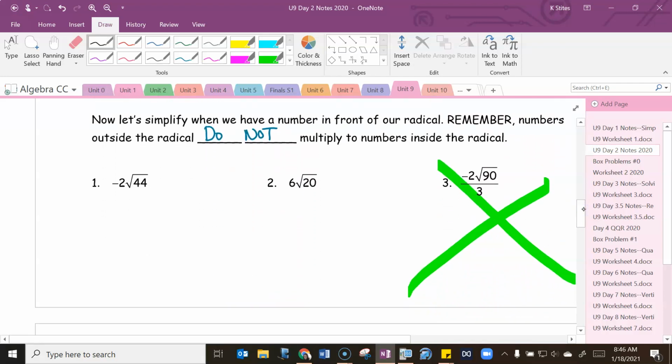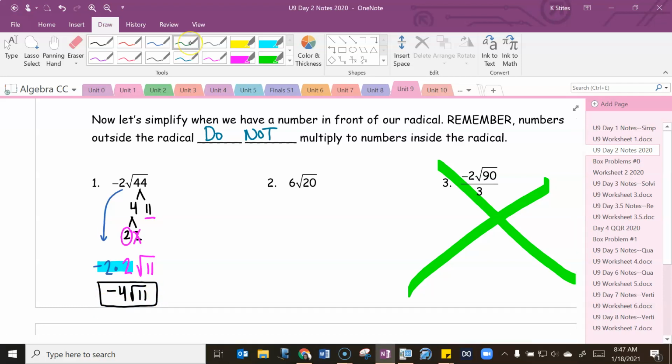All right, so now let's simplify when we have a number in front of our radical. This is something that we started yesterday. Remember, numbers outside the radical do not multiply to numbers inside the radical. So ignore that negative 2 for now, and we're just going to break down our 44, which I know is 4 times 11, and 4 is 2 times 2. I have a pair of 2's, so circle, cross out. 11 doesn't break down anymore, so I'm just going to underline it. Underlines go under the root. That 2 will come out front, but don't forget about the negative 2. It's going to multiply to our 2 out front. So it's going to be a negative 4 root 11.